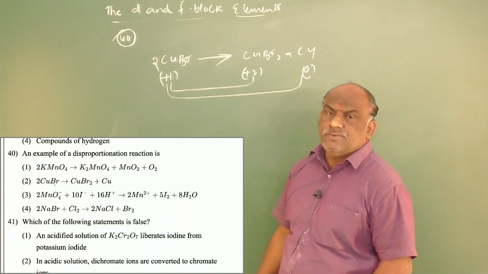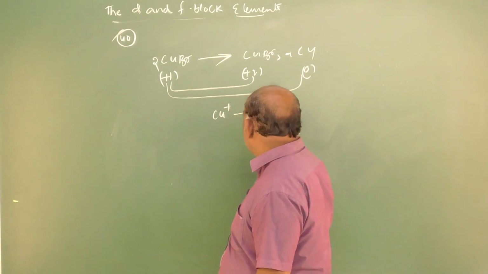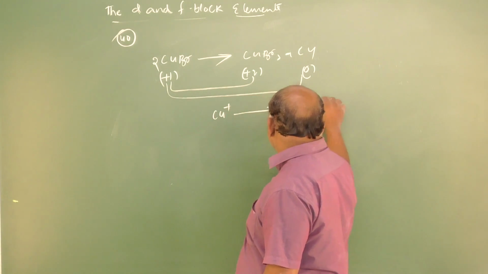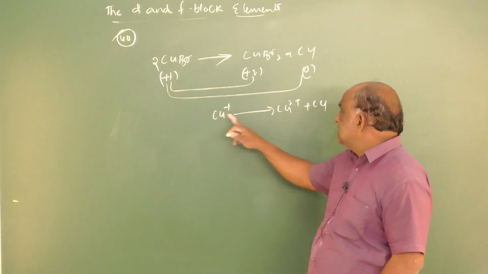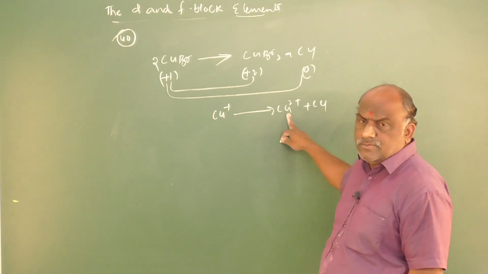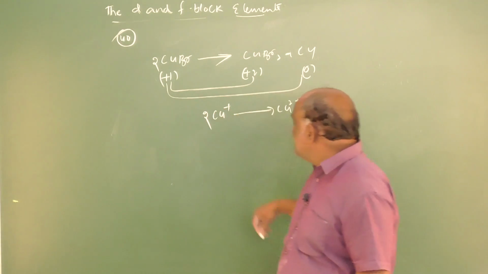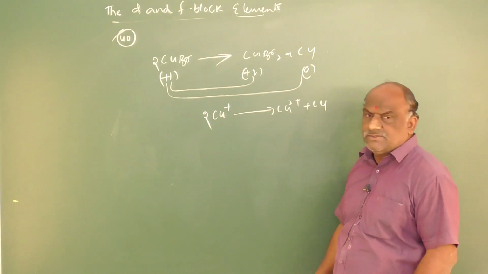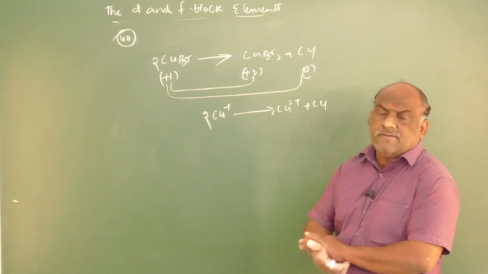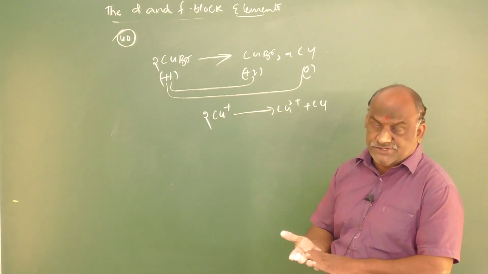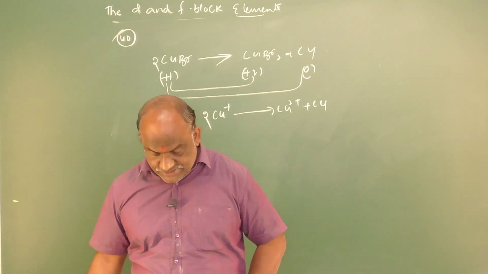2CuBr gives rise to CuBr2 plus Cu. Instead of that, they could write: Cu+ gives rise to Cu2+ plus Cu. This is also right without Br. 2Cu+ gives rise to Cu2+ plus Cu, which is an example of a disproportionation reaction, where the same element undergoes oxidation as well as reduction. So this is question number 40, disproportionation reaction.